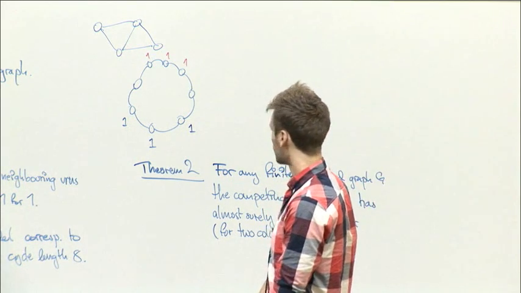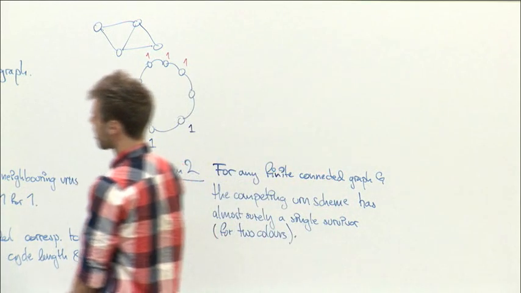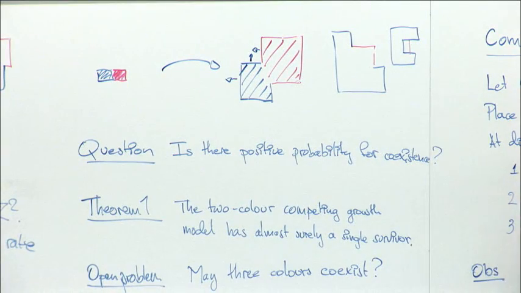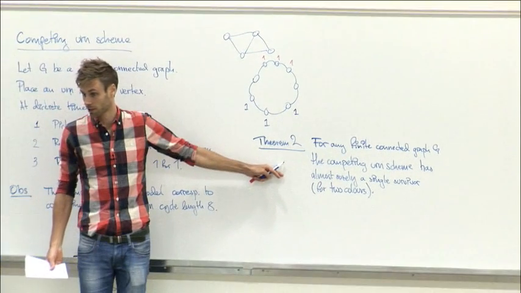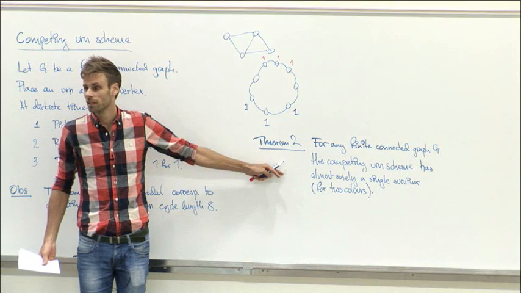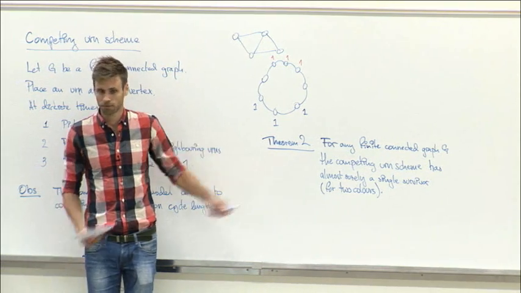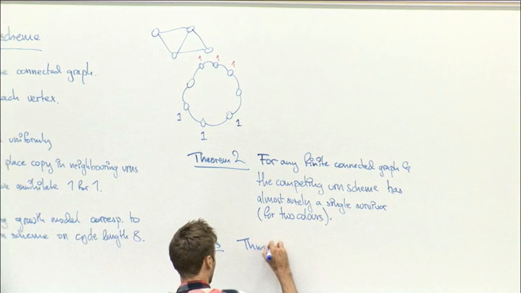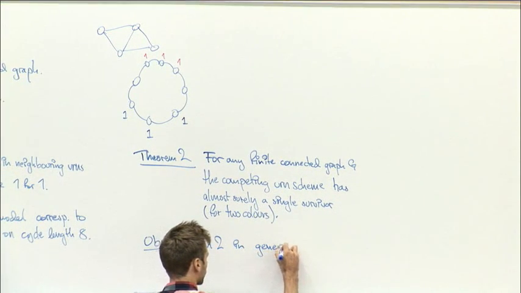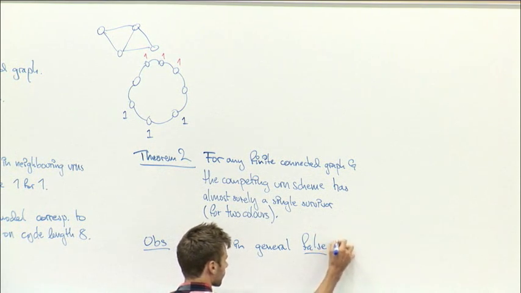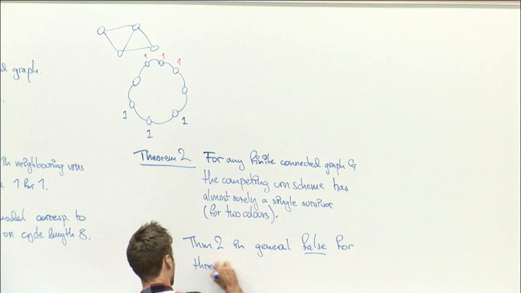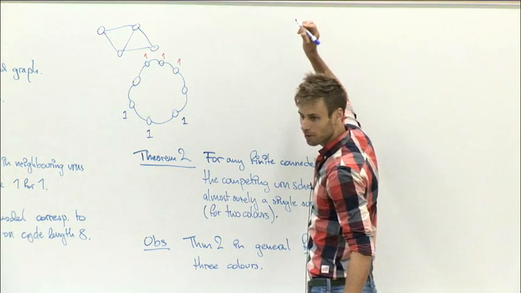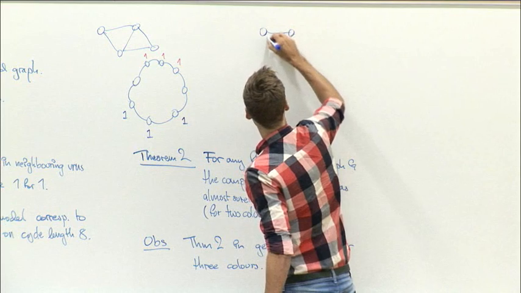Another observation is that there's a reason why we can't prove this theorem for three colors. Our proof goes through this theorem, which is more general because it considers any finite connector graph. But theorem two is in general false for three colors. And I will give you the counterexample. You could take the following graph.